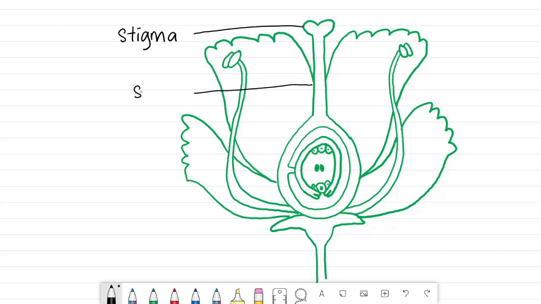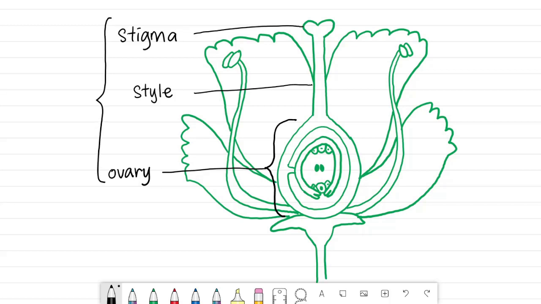Right after that is the style. So let's go ahead and write style. And below the style, that is where we have our ovary. So you can label it like this and write ovary, or you could also do it like this, label this whole thing as an ovary. And then this stigma, style, and ovary make up the female organ of the flower, which is called a carpel. So I'm going to write here carpel, C-A-R-P-E-L, carpel.